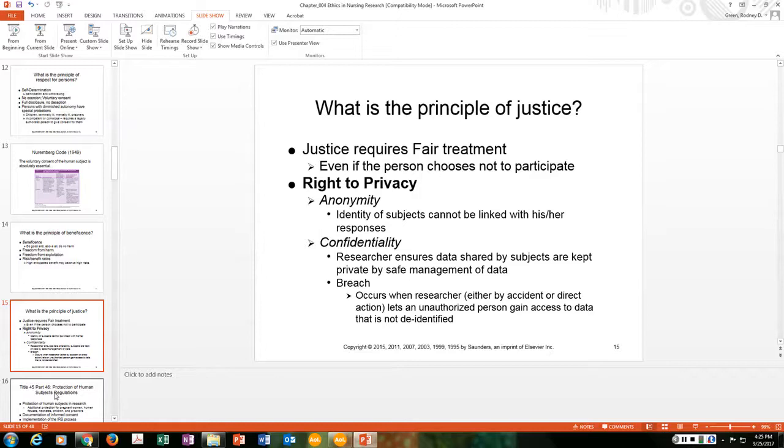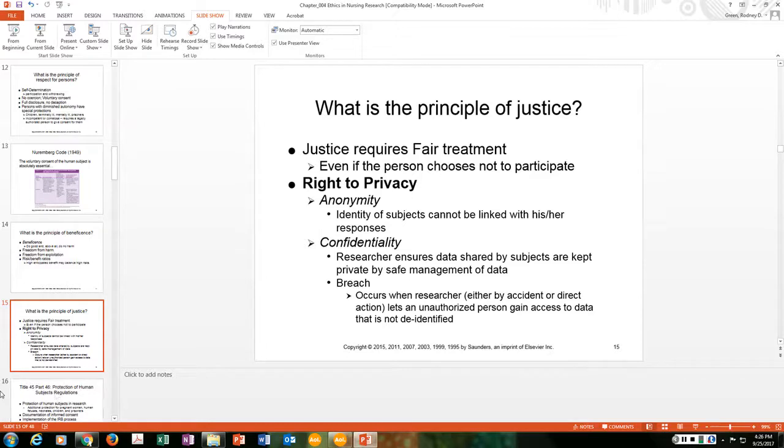Now, the right to privacy. There are two aspects to this: anonymity and confidentiality. So in anonymity, the identity of the subjects cannot be linked with his or her responses. Usually the researcher knows the identity of the subjects, but they keep the identity anonymous from others, and the research data is kept confidential.